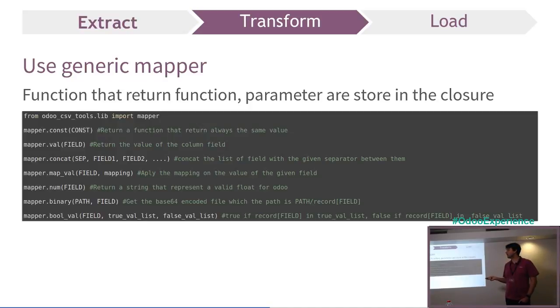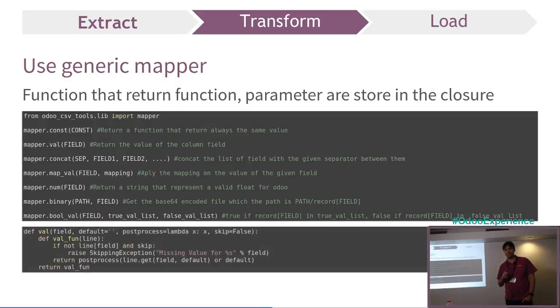There is one for numeric value, one for binary, one for bool. I won't go into detail, but it's available on GitHub anyway. And this is how you can define that kind of generic mapper. So this one is just the one that gives you the value of the column. So it's a function that returns another function. You can write a skipping exception to say, if some condition, I won't have that line in my final file.